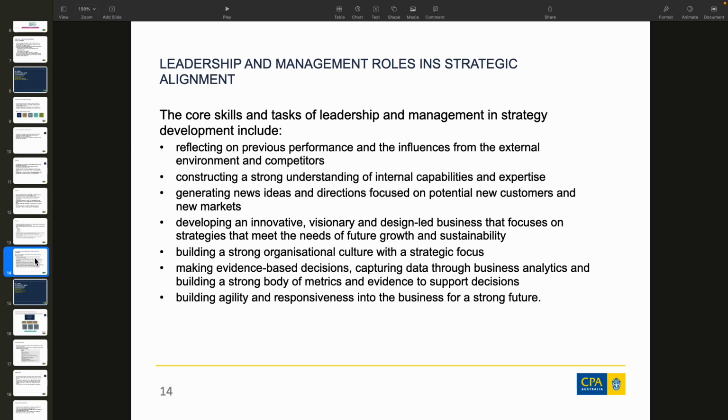So the next one, making evidence-based decisions, capture data through business analytics. So a lot of business nowadays, because of the power of computing and AI, you can now get all the data to analyze and make decisions, and you build agility, responsiveness into the business for the future. Now the words agility and responsiveness, these are two important words.